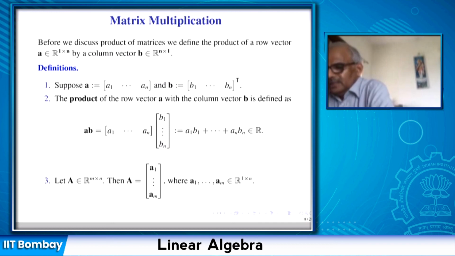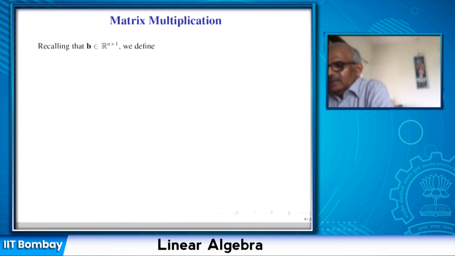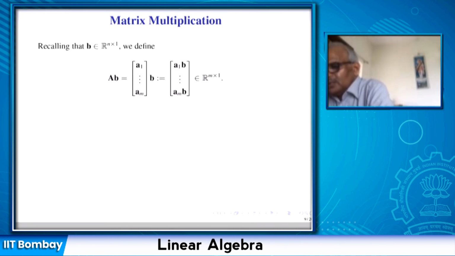Suppose I have the matrix A, an m by n matrix, then there are m rows. I can display the matrix by displaying the row vectors A1, A2, Am. And so recalling that B is a column vector, we will define A times B. Okay, so I'm taking the matrix A, which is m by n, and I'm multiplying on the right by a column vector with n components. So the number of columns of A is the same as the number of components of B. Okay, then we can write A times B.